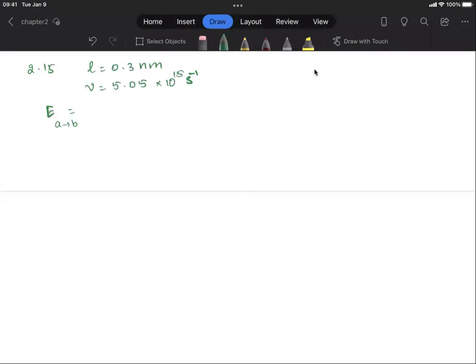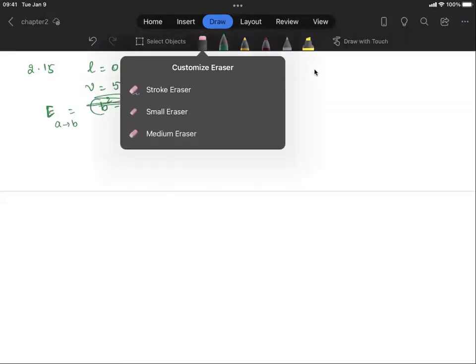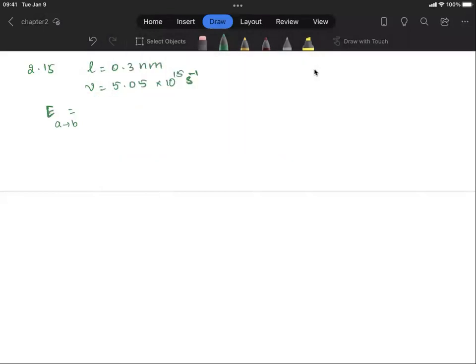So the energy for this transition would be, do this step by step.